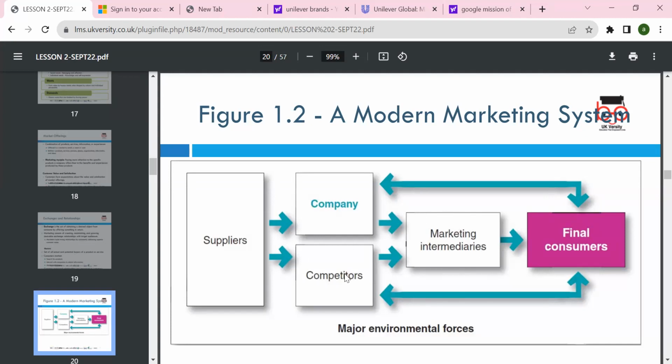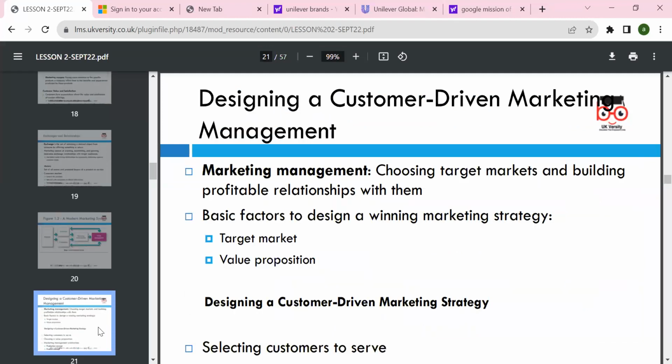We have a supplier, we have a company, and how many customers are competing with each other. Yes, and that is crucial to understand in order to achieve the organization's objective. Design the customer-driven marketing management, choosing the target market, building profitable relationships, and designing the customer-driven strategy to achieve the organization's objective. Strategy means action plan.